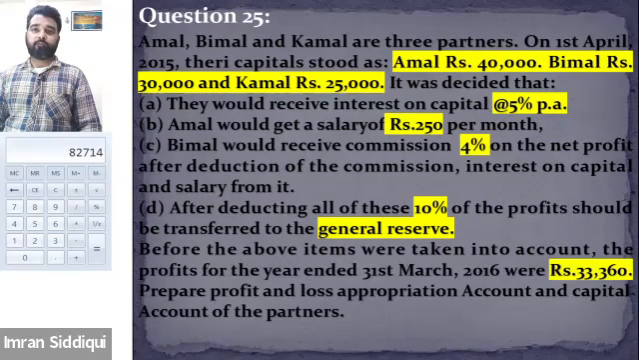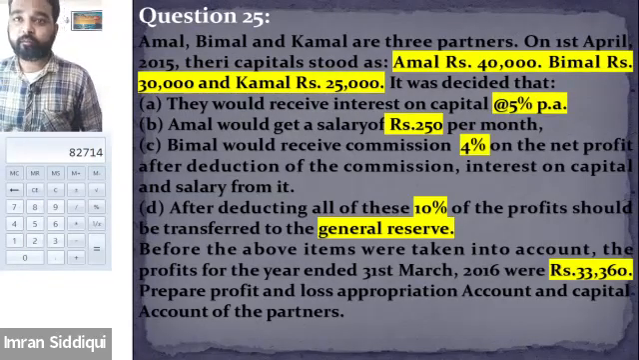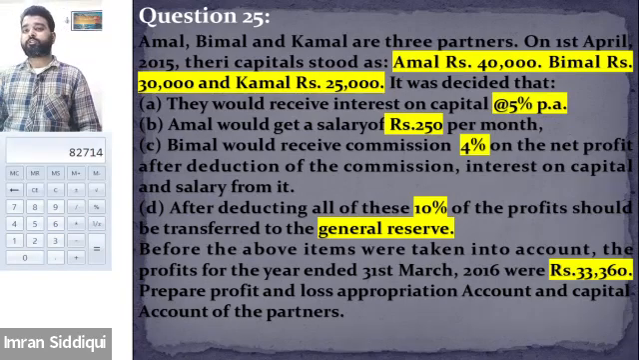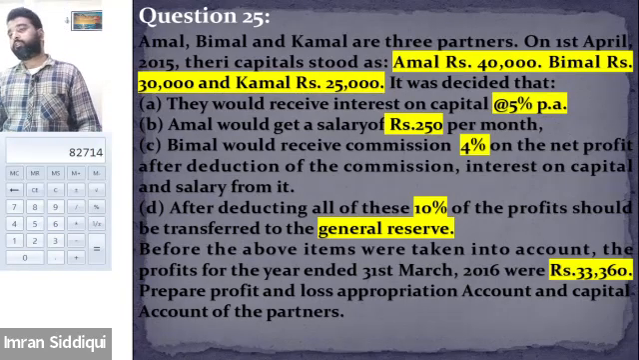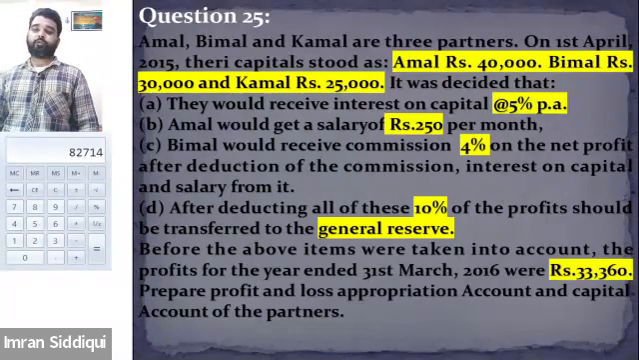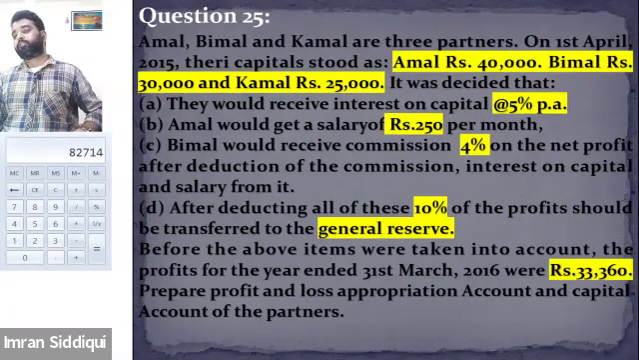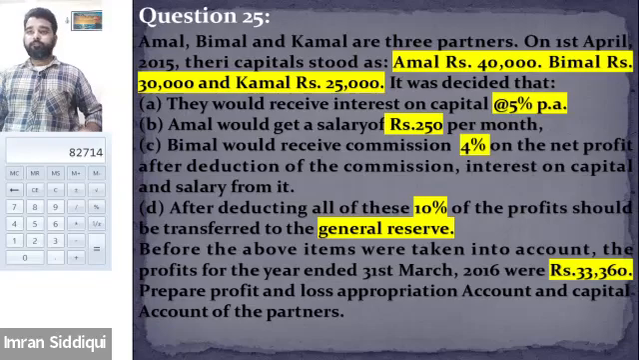Now, in point B, the question says that after deducting all of these, 10% of the profit will be transferred to the general reserve also this time. And the profit for the year is 3,33,060, the total amount of profit.